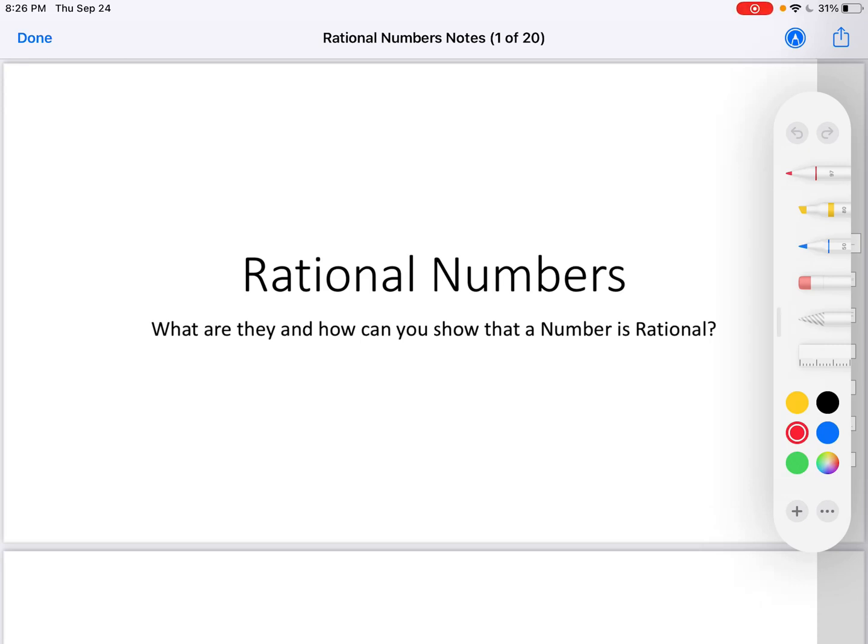Hello. Today's lesson, as you can see, is about rational numbers. What are they, and how can you show that a number is rational? Well, let's get right to it.